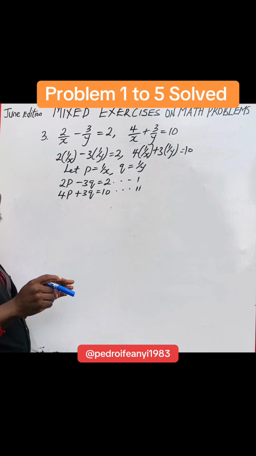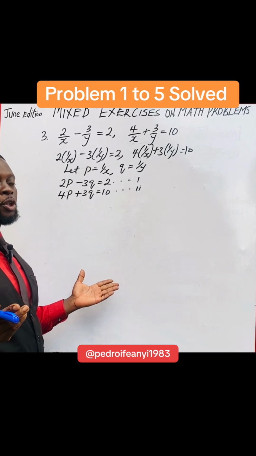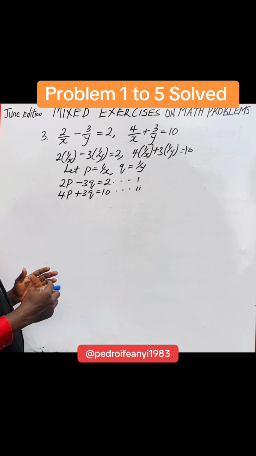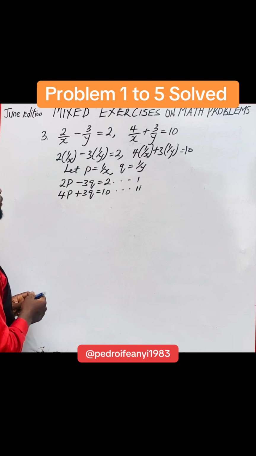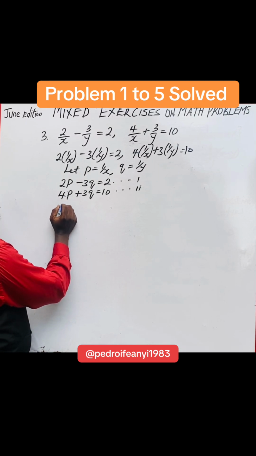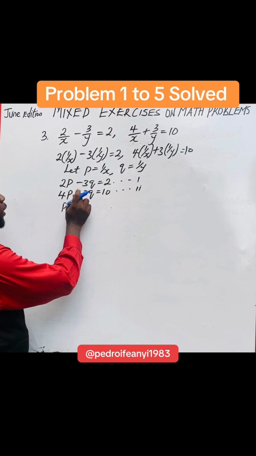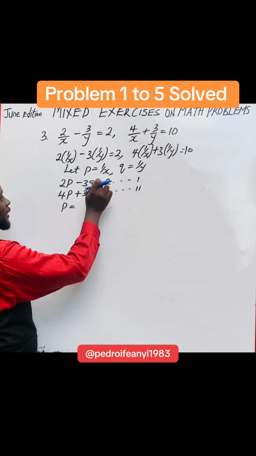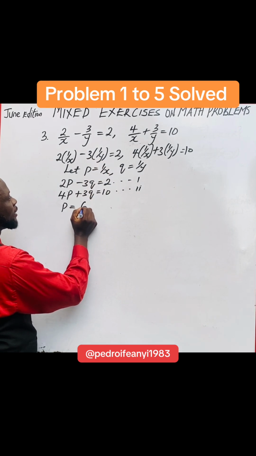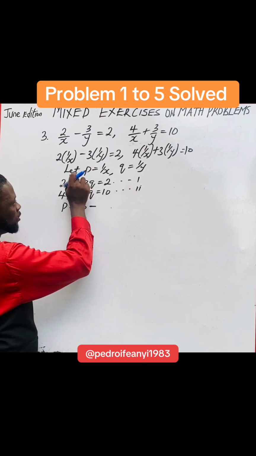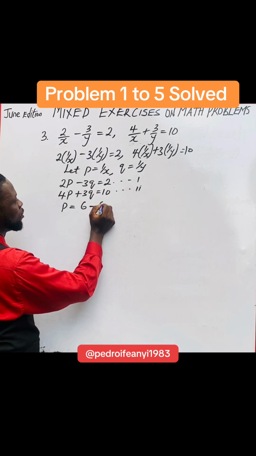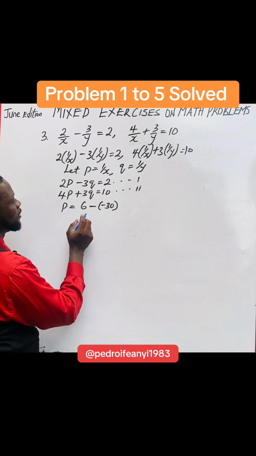You can use the elimination method, the substitution method, the inverse of a matrix, Cramer's rule, or the coefficient method. Let's say you are using the coefficient method here. For us to get our P, you take this diagonal, the first one, 3 times 2 gives you 6, minus the second one, 10 times minus 3 gives minus 30. That is the numerator.